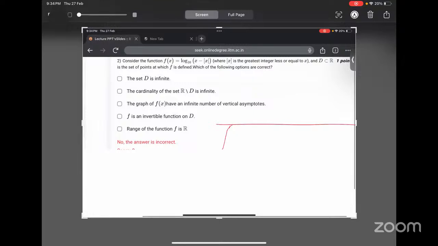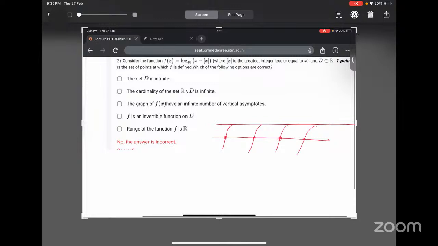Don't think in that way. Invertible means what? Bijective, right? It should be one-one and onto. Is it one-one? It is not one-one, ma'am. Right? Horizontal line test. An infinite number of points will be there. So if the function is not one-one, hence it is not invertible.